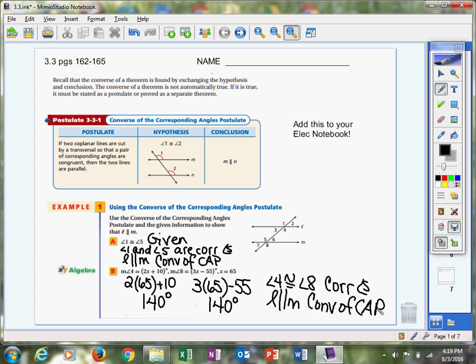Do you see how simple that is? It's really, you're proving either with your math that the angles are equal, or they've given you the angles, and you're just using some very basic logic to prove that these lines are parallel. And it makes it a lot easier if we can actually say, well, the converse of the corresponding angles postulate is the reason why these lines have to be parallel.